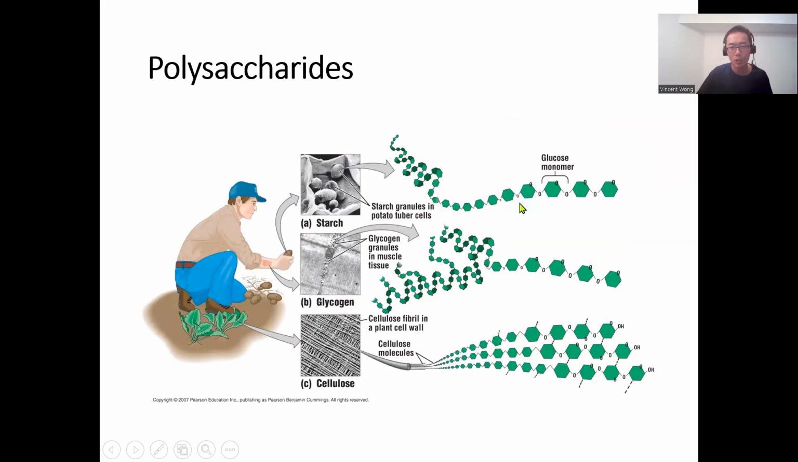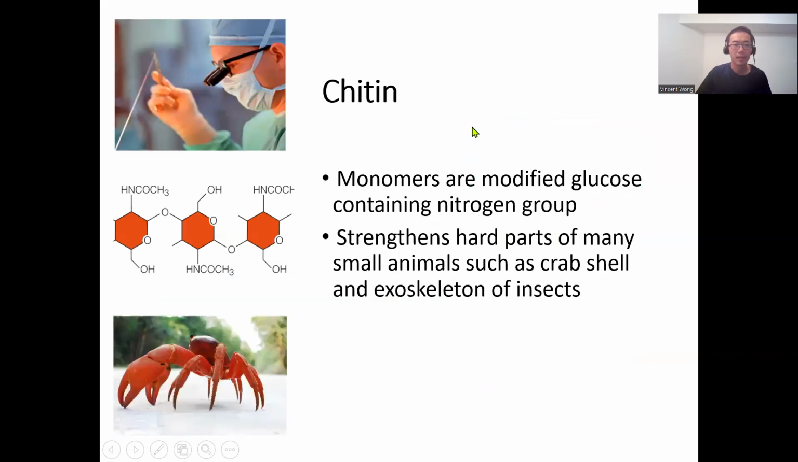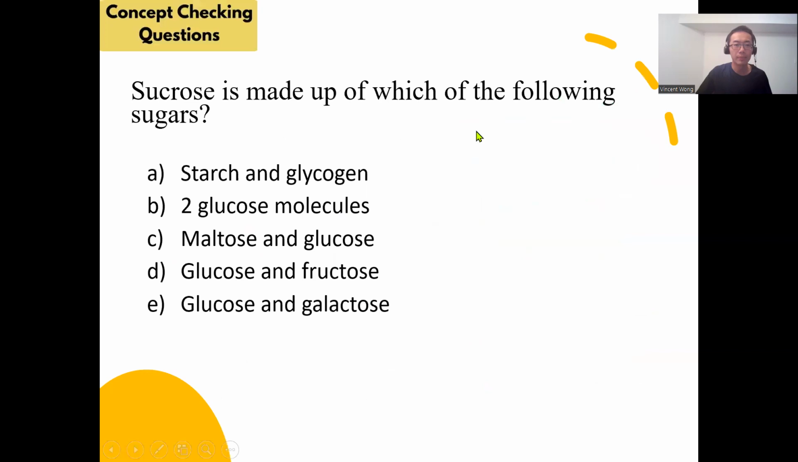So that's the summary of all three kinds of polysaccharides. We have the starch, which is just a single strand. We have the glycogen that has some branches. Actually, starch can branch a little bit as well. And then we have the cellulose, which is the fibers that we find in the plants. Now, there's one last one here.